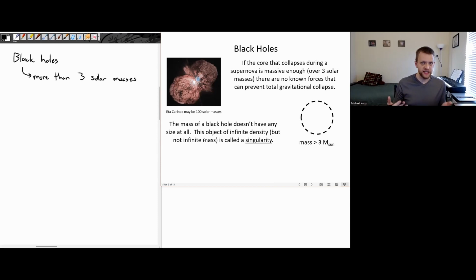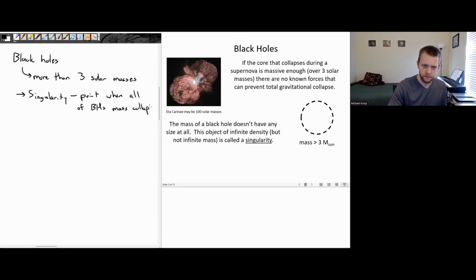This object would have infinite density because we've got some amount of mass collapsed down to 0 size, and we call this point the singularity. So the singularity is the point of 0 size right at the center of the black hole where all of the black hole's mass collapses down to. And this singularity would be a point of infinite density.